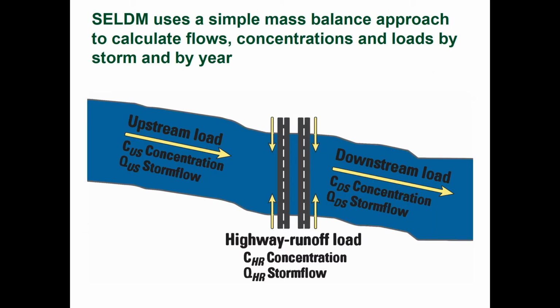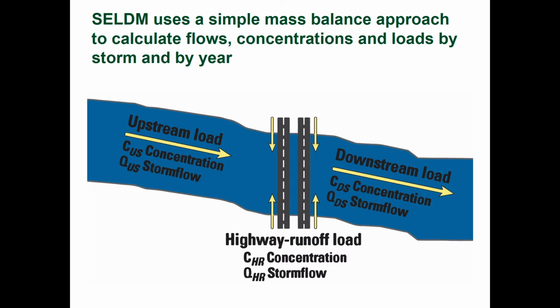SELDM uses a simple mass balance approach to calculate flows, concentrations, and loads by storm and by year. This is a simple schematic diagram showing a highway crossing at a river site. The upstream load for each storm is the product of the stochastic upstream concentration and flow. The highway runoff load is the product of the stochastic concentration and flow from the site of interest, which can be modified by specifying BMP treatment statistics. The downstream load and downstream flow for each storm are the sum of the upstream and highway runoff values. The downstream concentration is calculated by dividing the load by the flow.